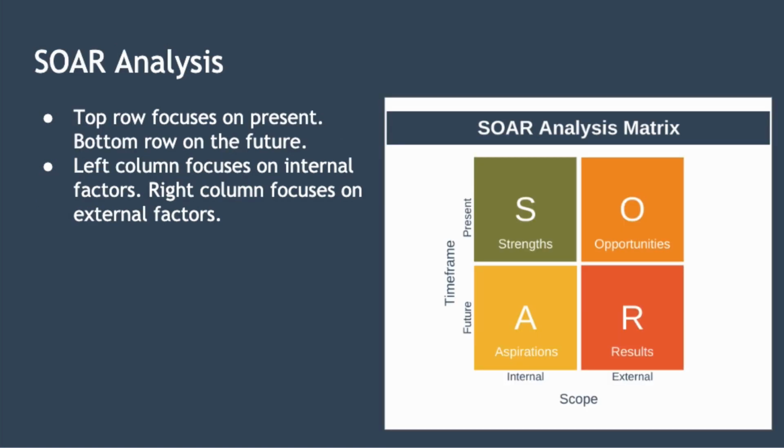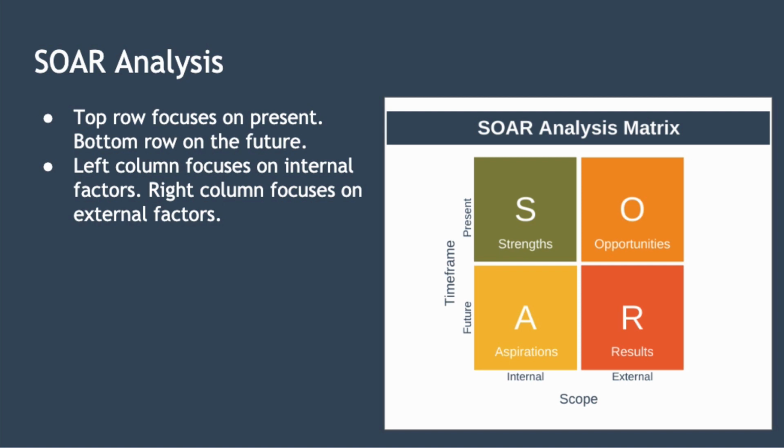So back to SOAR. Now, a SOAR analysis is drawn as a 2x2 matrix, as you can see here. The top row on the matrix focuses on the present, and the bottom row focuses on your desired future. The left column focuses on factors internal to your organization, and the right column focuses on factors which are external to your organization.